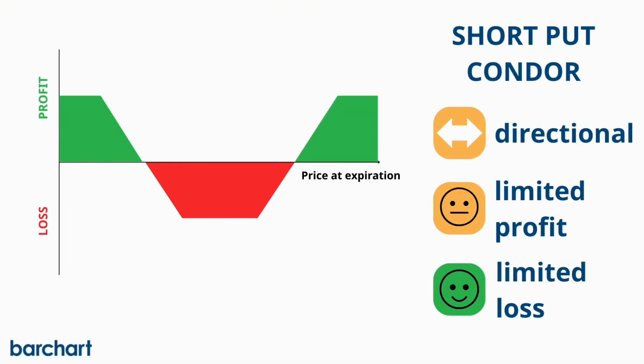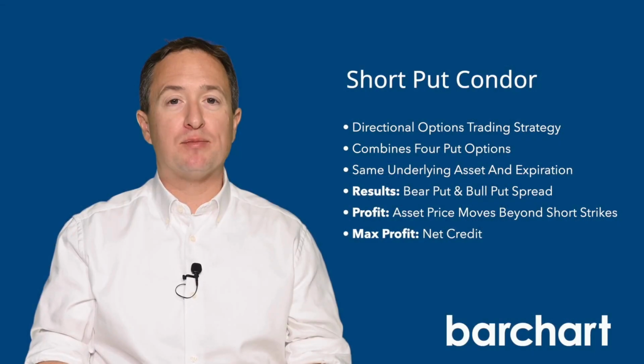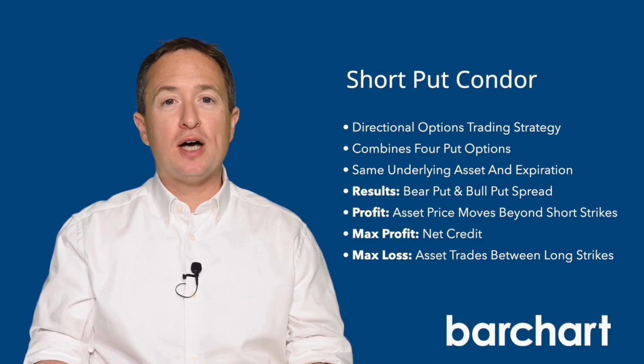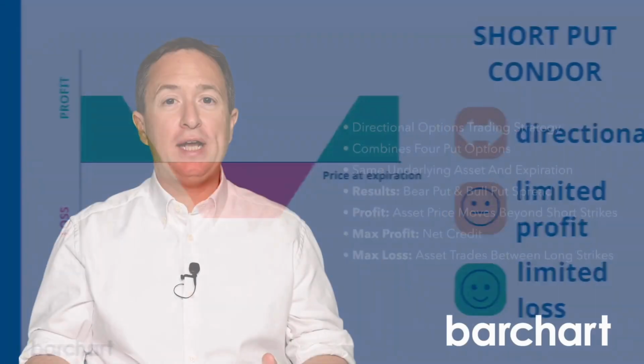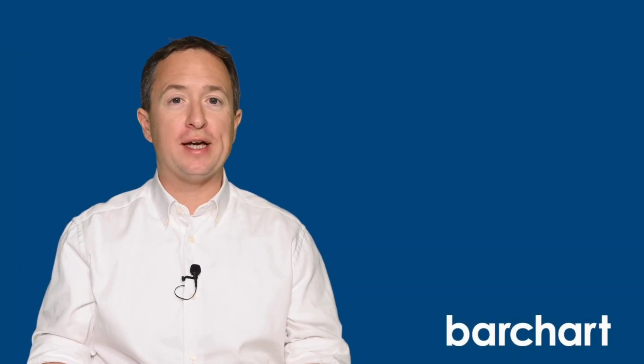The goal is for the asset price to either move below the lower short strike or above the higher short strike, which will result in maximum profit. Maximum loss occurs if the asset price trades within the long strikes. Now, I'll show you how to find short put condor trades.